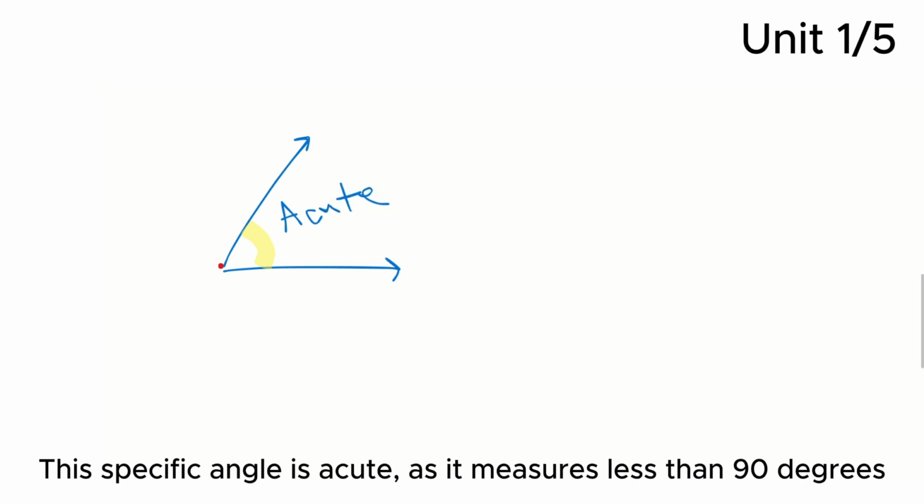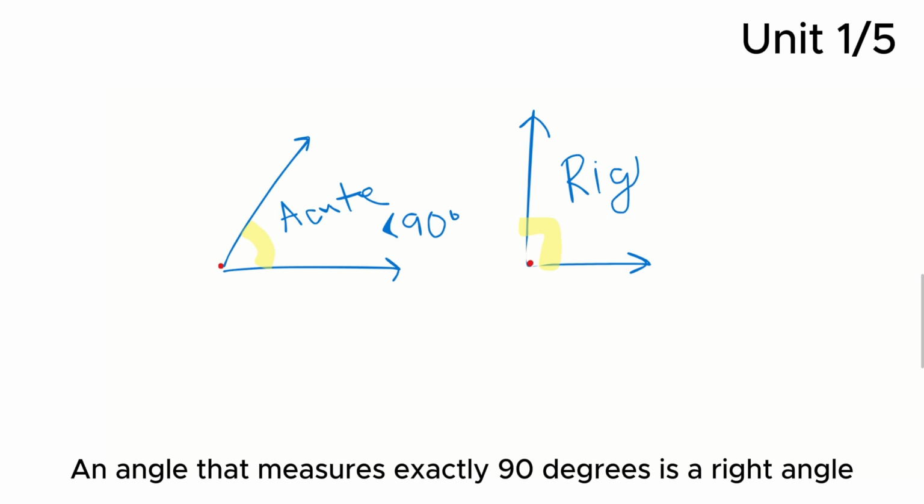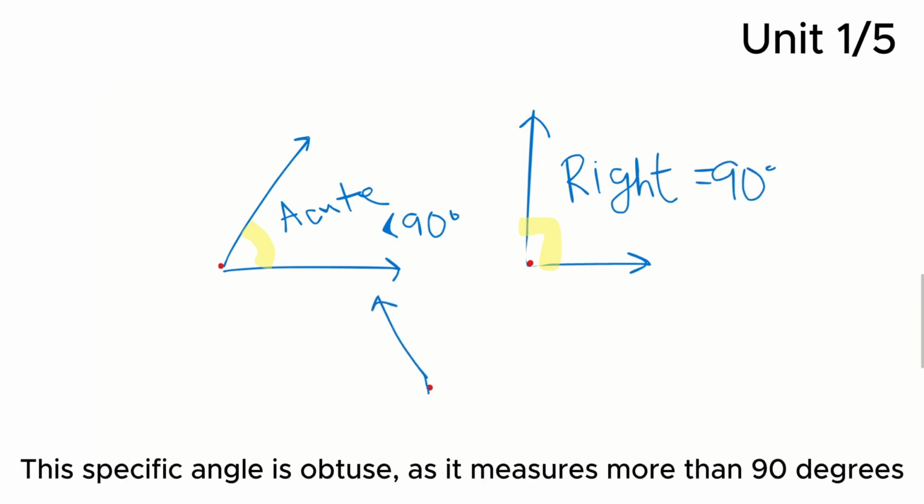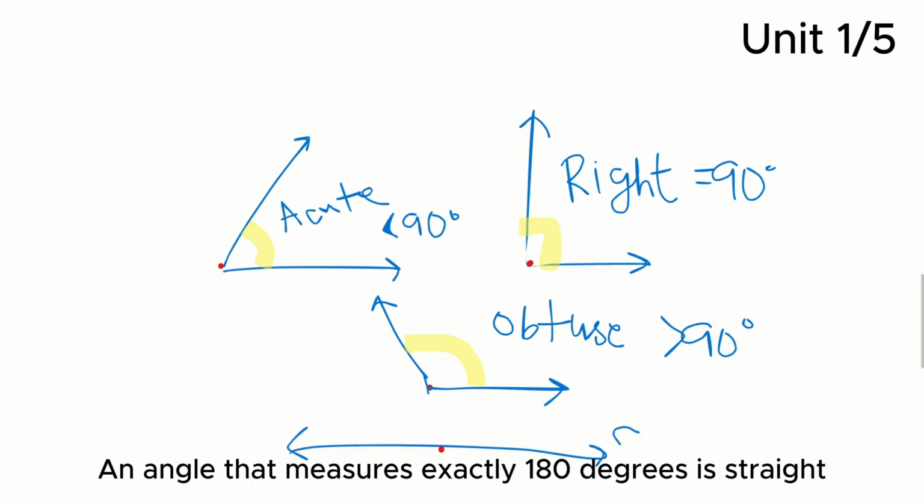This specific angle is acute, as it measures less than 90 degrees. An angle that measures exactly 90 degrees is a right angle. This specific angle is obtuse as it measures more than 90 degrees. An angle that measures exactly 180 degrees is straight.